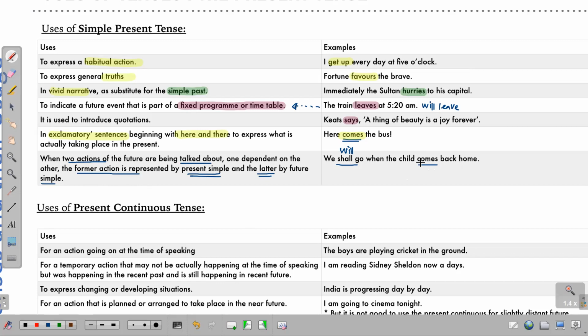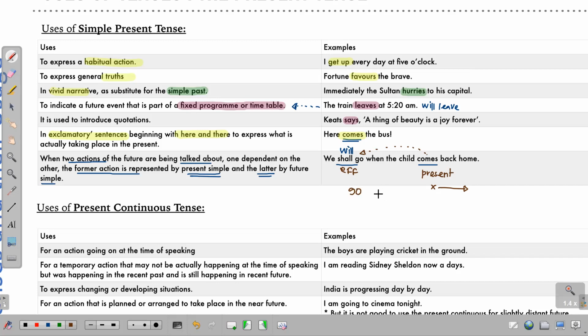So child comes back home. So when the child comes back home, this is in present. And since this action is going to happen first, it is present, and then when this action happens, the effect will be in the future. So we will go. So you can't say we go when the child comes back. I mean, in verbal, it may be accepted that we go when the child comes back.